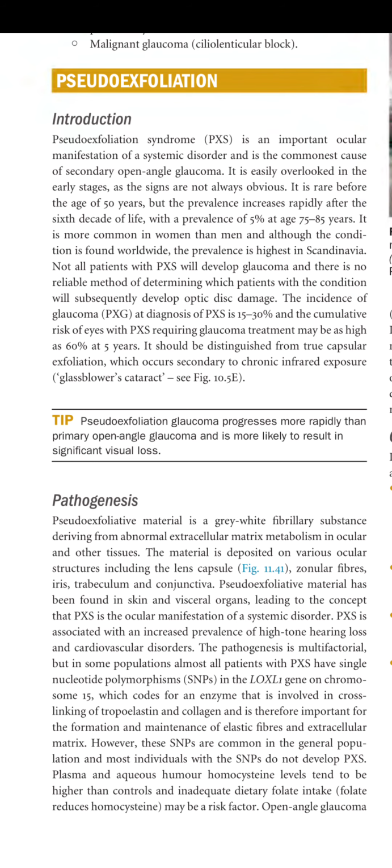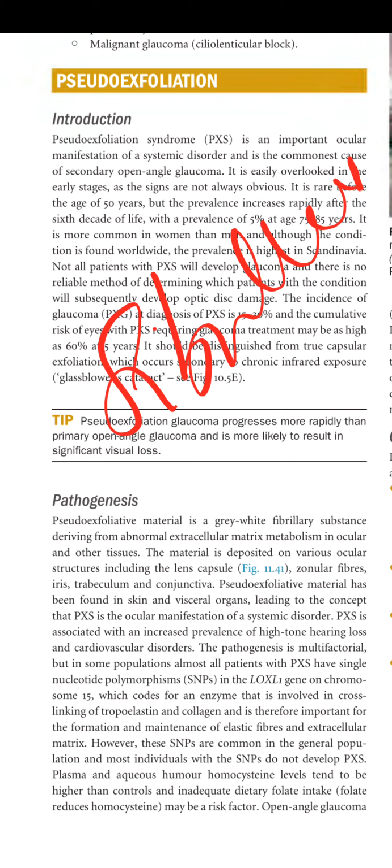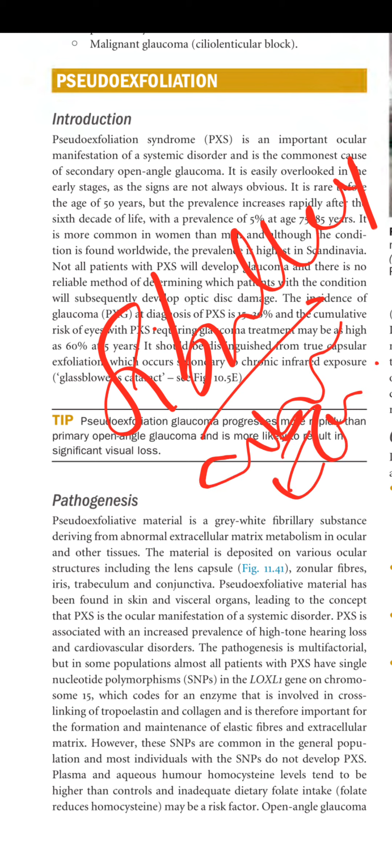Pseudoexfoliation glaucoma progresses more rapidly than primary open angle glaucoma and is more likely to result in significant visual loss. So it is a more damaging glaucoma than open angle glaucoma. So what is the pathogenesis? Pseudoexfoliative material is a gray-white fibrillary substance deriving from an abnormal extracellular matrix metabolism in ocular and other tissue. So basically it is a fibrillin material due to the abnormal extracellular matrix metabolism. The material is deposited on various ocular structures, including the lens capsule, zonular fibers, iris, trabeculum, and conjunctiva.